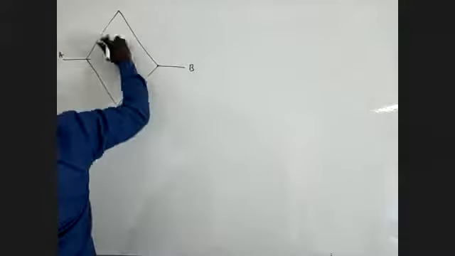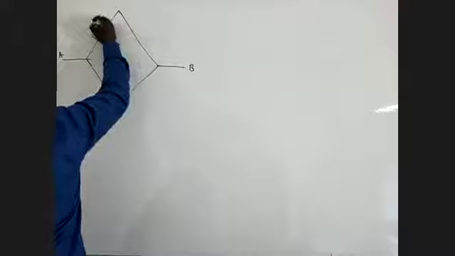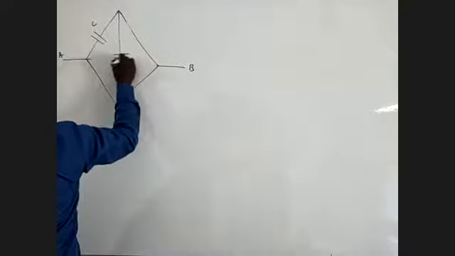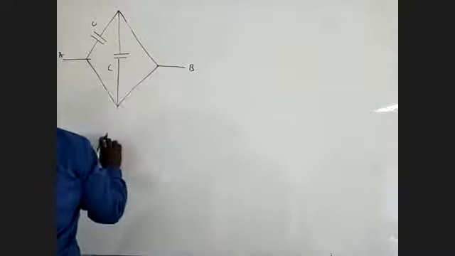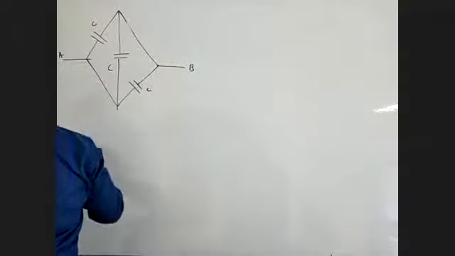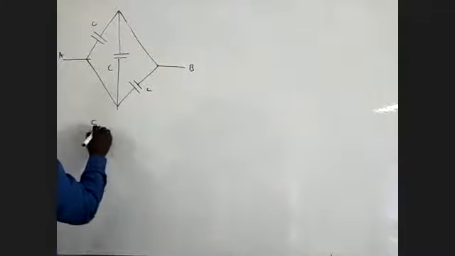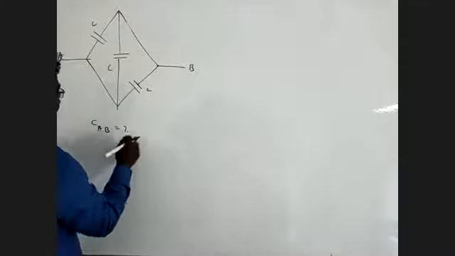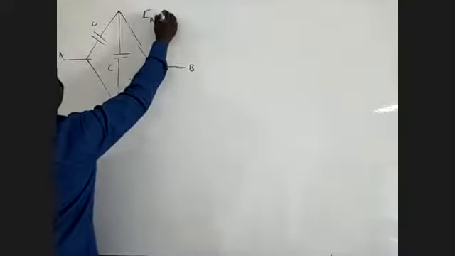This is a Wheatstone-Bridge question. This is a Wheatstone-Bridge. This is the A terminal. This is the B terminal. So here this capacitor is C, and this capacitor is also C. Now let us find out what the C_AB value is.